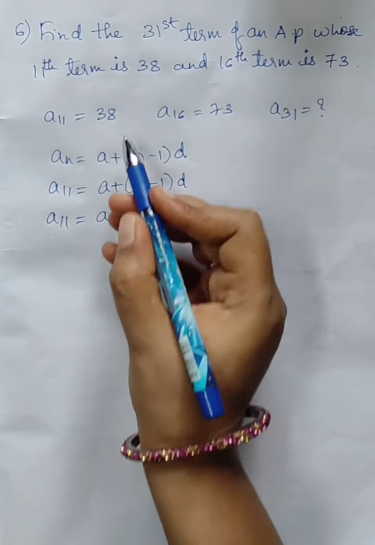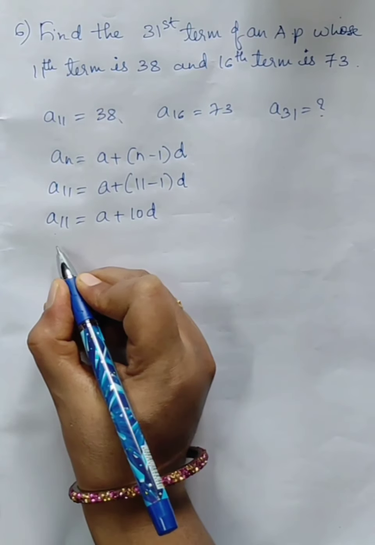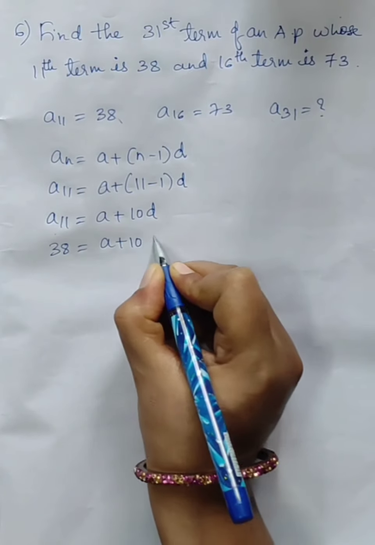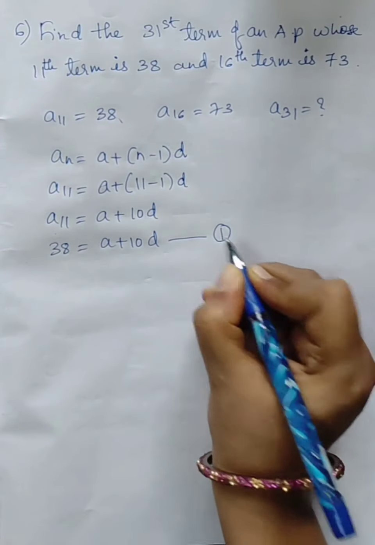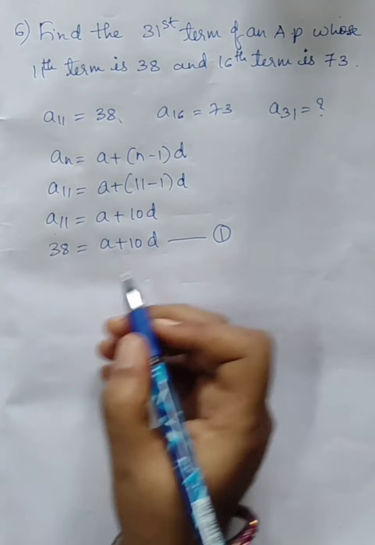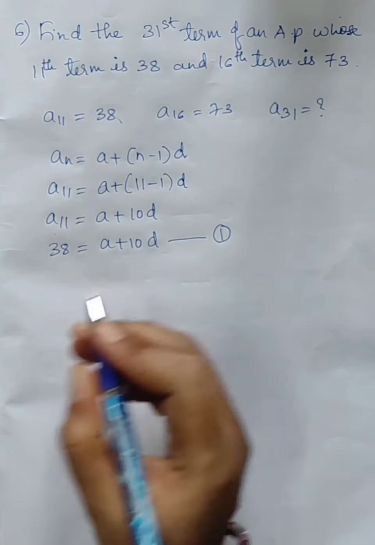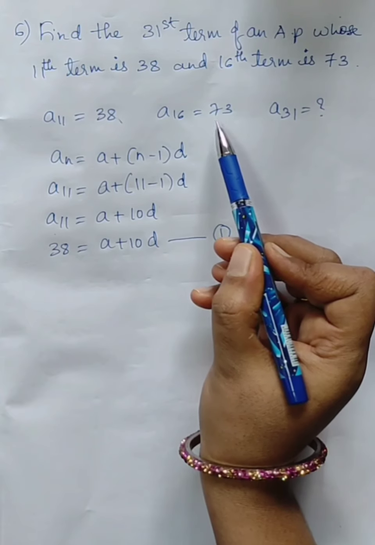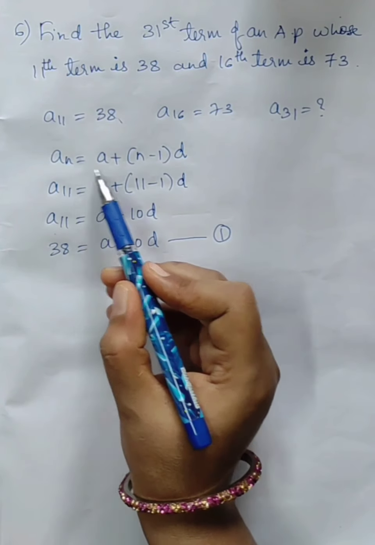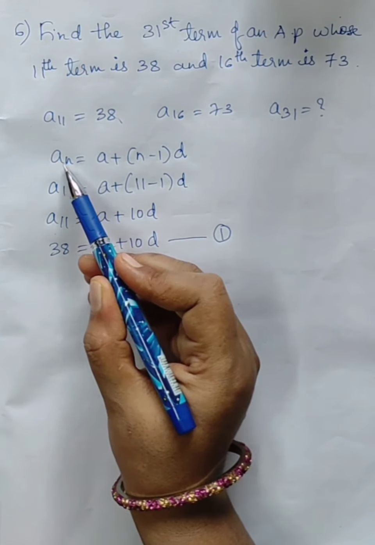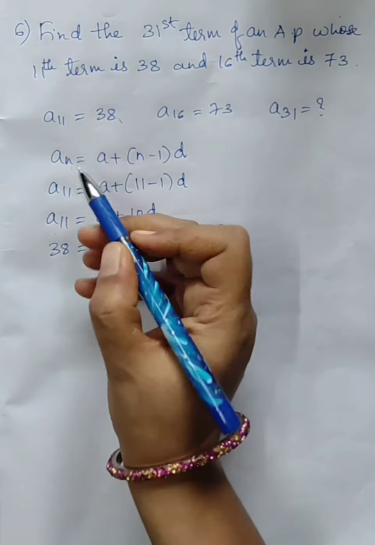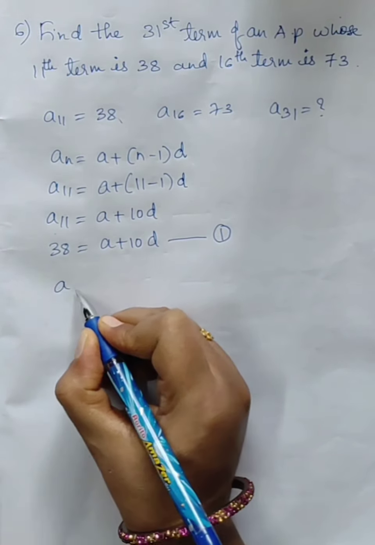What is the A11 value now? It is given as 38. So right here, 38 is equal to a plus 10d. This is equation number 1. Okay, I am going to denote this equation as 1. Next, the A16 value is given, so even this we have to take. The same formula I am going to take. In place of An I am going to put A16. Okay, so n is equal to 16.